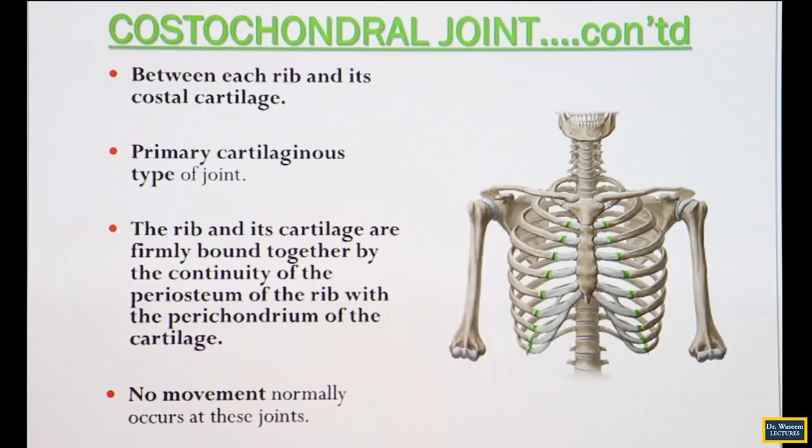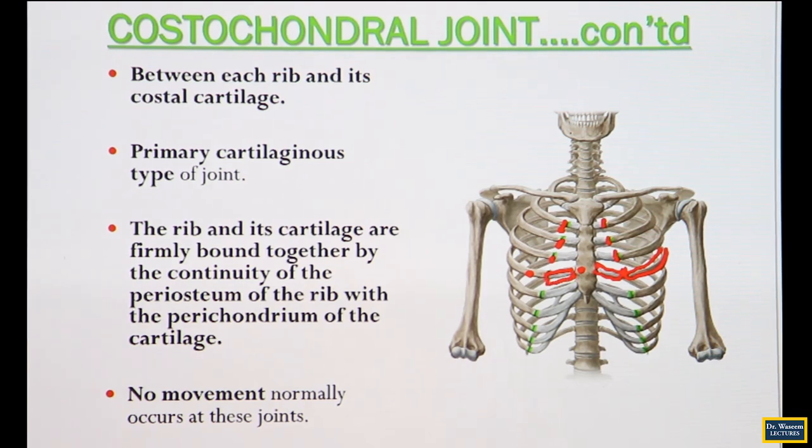Then you see some other joints here, the costochondral joints. Costo means rib, chondral means cartilage. This is the joint between the ribs and the costal cartilages. Between each rib and its costal cartilage, these green points which we are showing you here are the costochondral joints. These are primary cartilaginous joints, because the rib is bone, and in between there is hyaline cartilage. A very good example of primary cartilaginous joints.